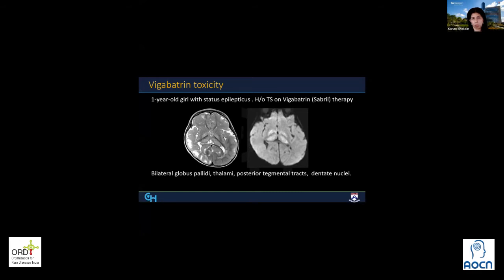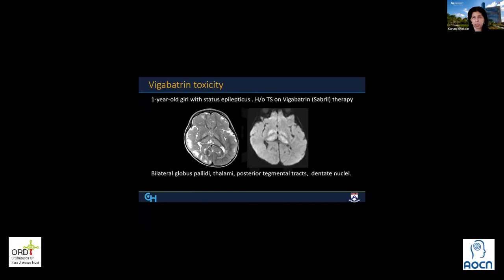hyperintensity in the globus pallidus, in the thalami, and this patient also had further signal abnormality and restricted diffusion, even in the tegmental tracts as well as the dentate nuclei, and there was definitely no history for any hypoxic injury. And so we were puzzled at that time. We were not aware of this condition, but then it became pretty clear that this was a pattern we were seeing, particularly when these patients were on vigabatrin.